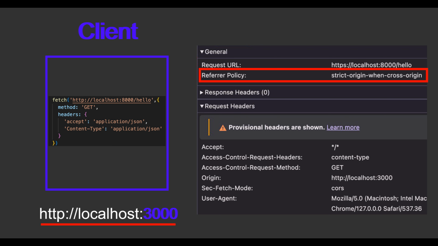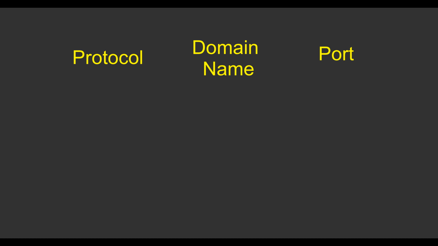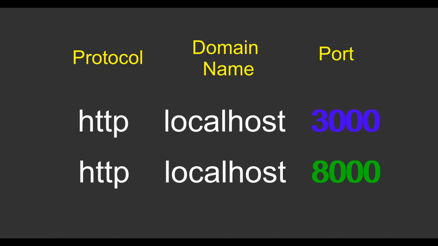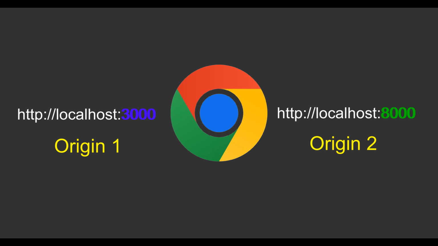Now the problem is the browser enforces the same origin policy, which requires the protocol, domain and the port of the client and the server to be identical for the request to be allowed. In this case, requests from the 3000 port to the 8000 port are blocked due to this policy. By default, web browsers prevent cross-origin resource sharing, meaning they do not allow requests to be sent from one origin to another unless mentioned specifically.